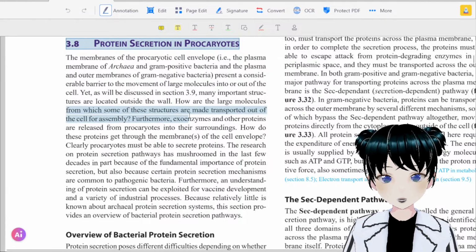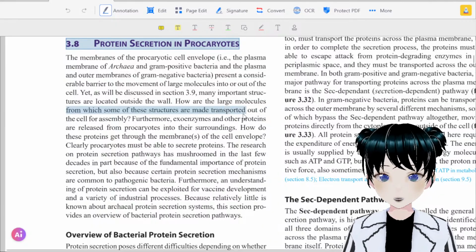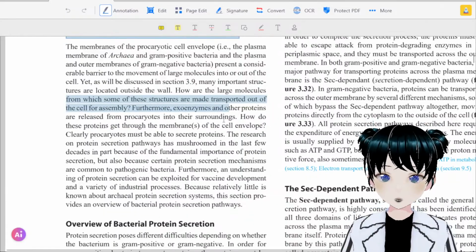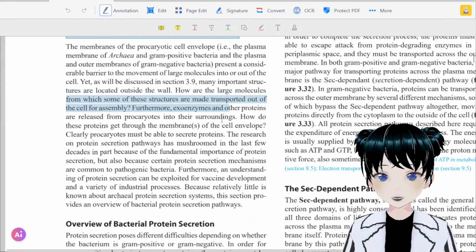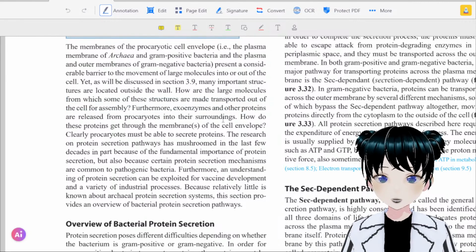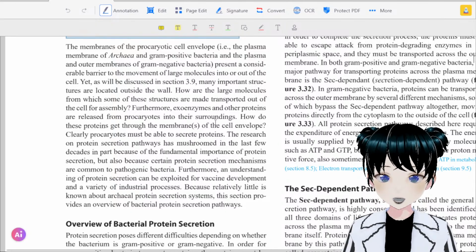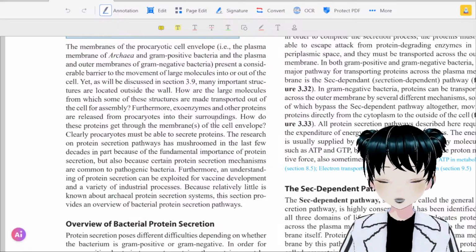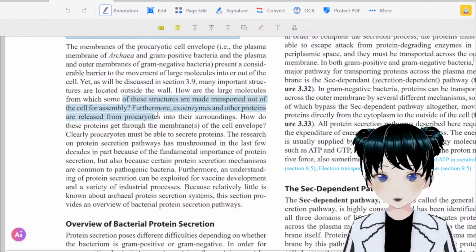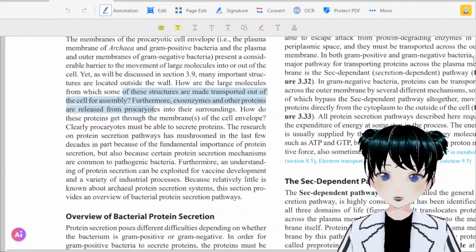How are large molecules, from which some of these structures are made, transported out of the cells for assembly? Now they are saying there are structures outside of the cells. For example, in the peptidoglycan layer, in the cell wall, there are a lot of structures and enzymes that work for binding to other cells. How are those structures formed? How are proteins for those structures carried out? And of course, this is by the help of the protein secretion pathway.